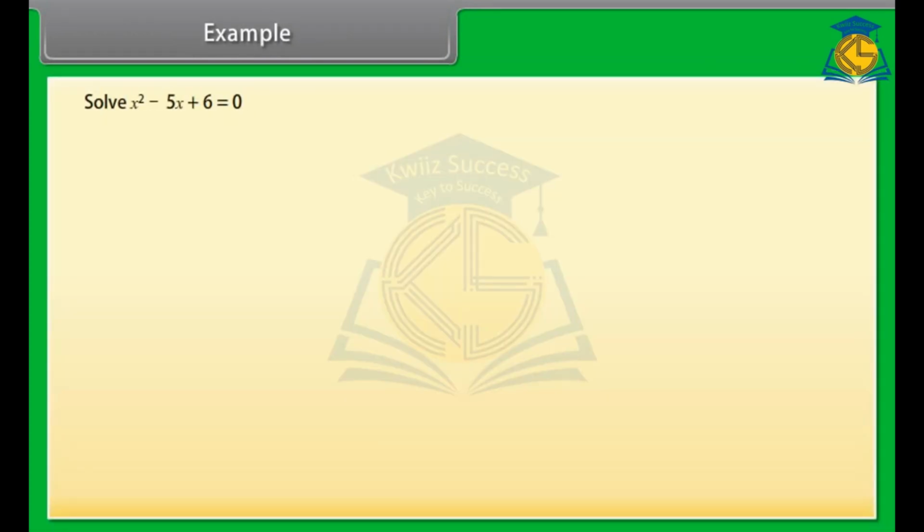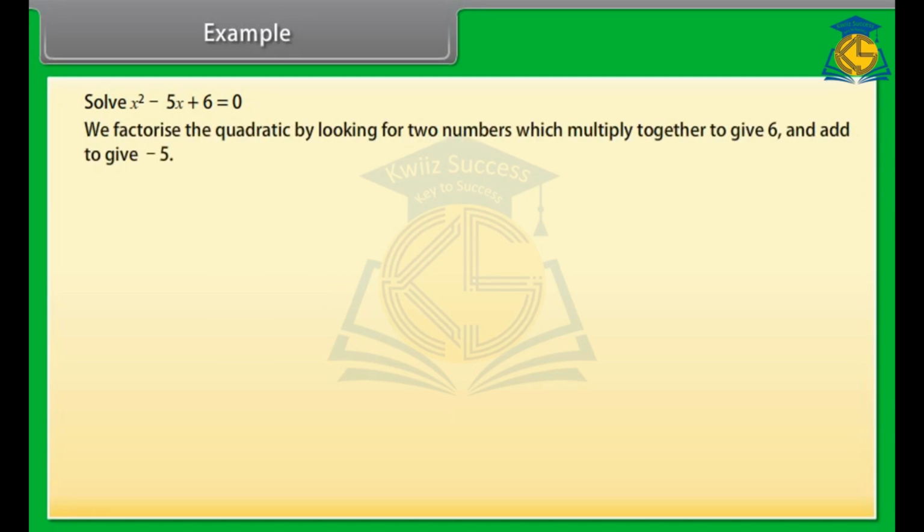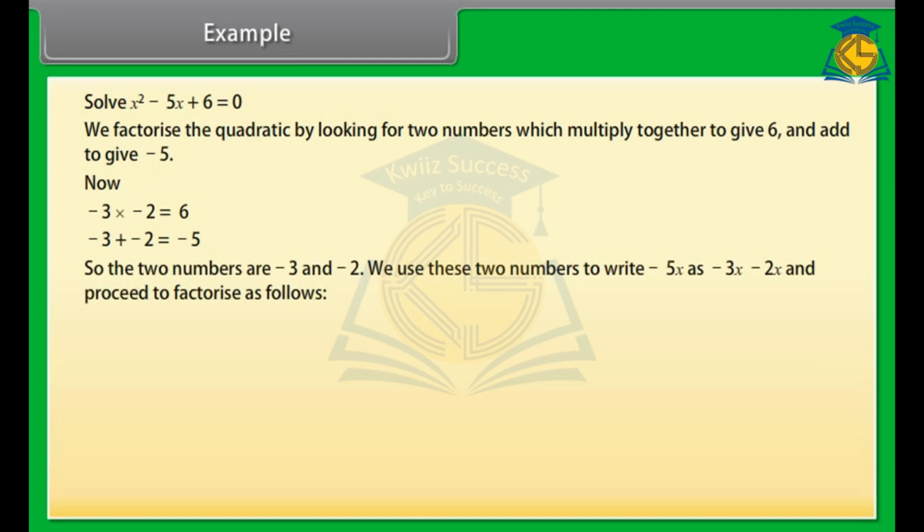Example. Suppose we wish to solve x square minus 5x plus 6 is equal to 0. We factorize the quadratic by looking for two numbers which multiply together to give 6 and add to give minus 5. Now minus 3 into minus 2 is equal to 6 and minus 3 plus minus 2 is equal to minus 5. So the two numbers are minus 3 and minus 2.